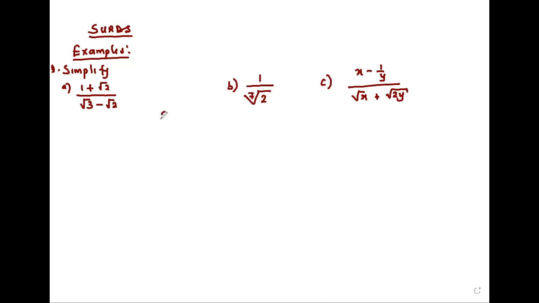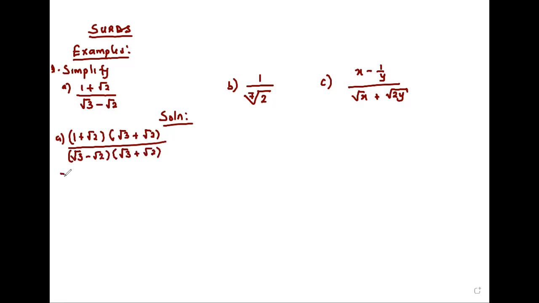Solution. The first one, rationalize, so we have 1 plus the root of 2, multiplied by root 3 plus the root of 2, over root 3 minus root 2 multiplied by root 3 plus root 2.